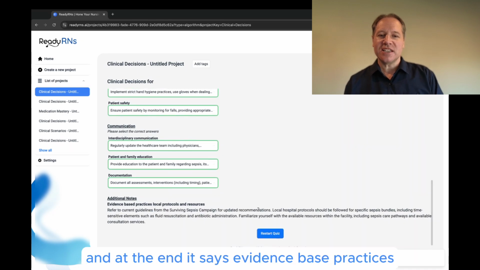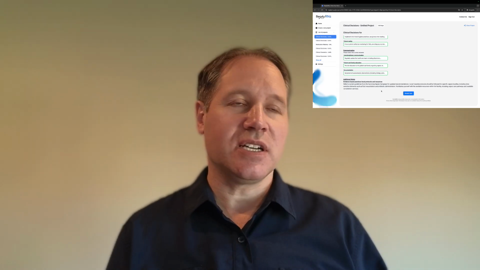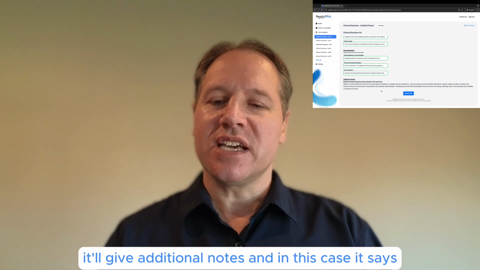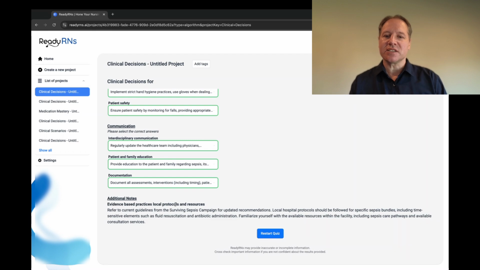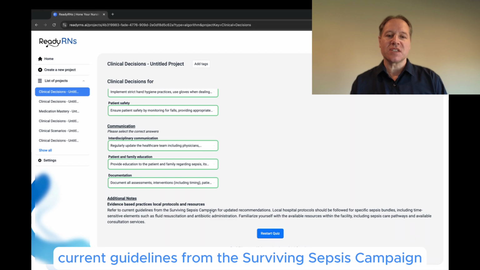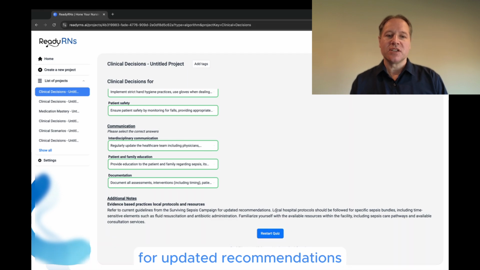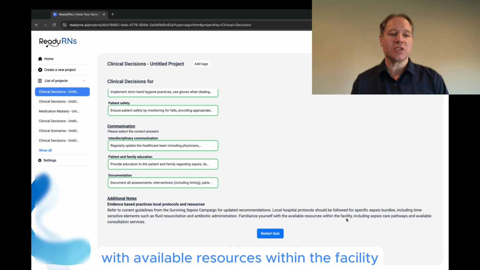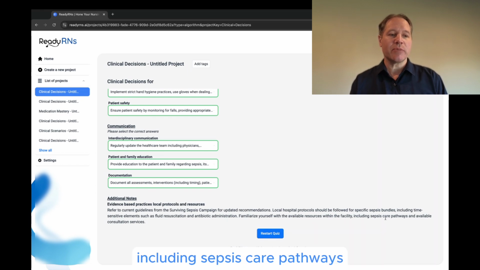All right. And at the end, it often provides whatever diagnosis you're doing or procedure. It'll give additional notes. And in this case, it says evidence-based practices, local protocols, and resources. Refer to current guidelines from the Surviving Sepsis campaign for updated recommendations. Local hospital protocols should be followed for specific sepsis bundles, including time-sensitive elements such as fluid resuscitation and antibiotic administration. Familiarize yourself with available resources within the facility, including sepsis care pathways and available consultation services.